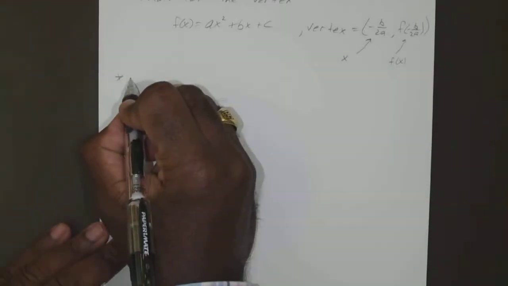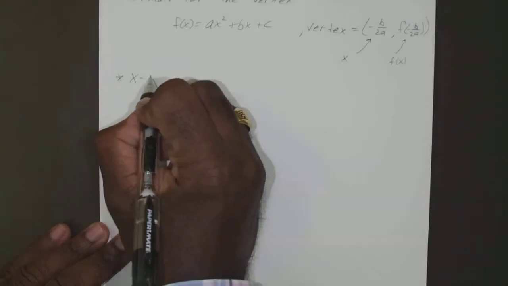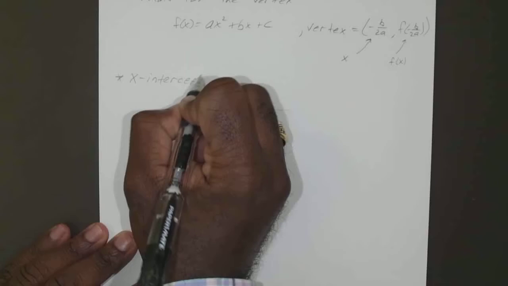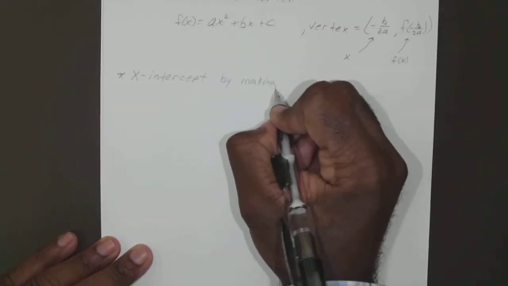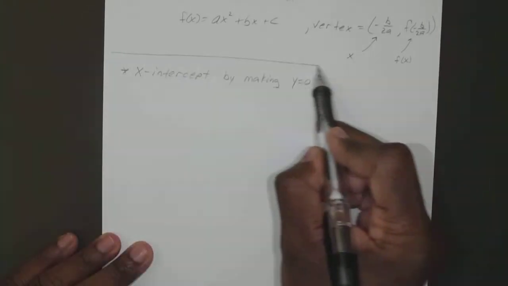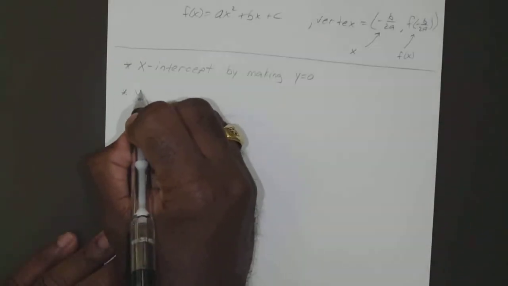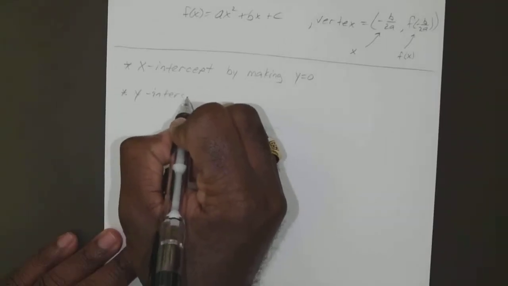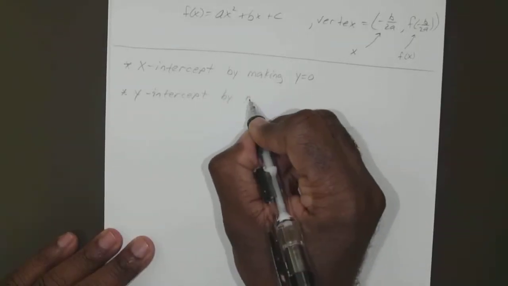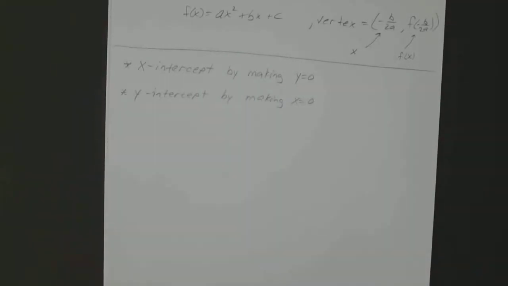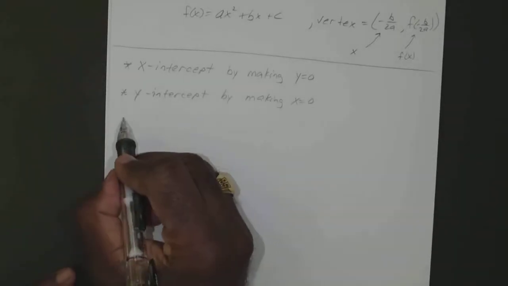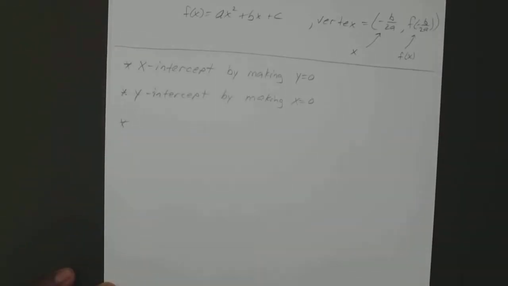Okay, and just a reminder, you can find your x-intercept by making y equal to 0 and solving for x. Kind of separate that. And your y-intercept can be found by making x equal to 0 and solving for y.